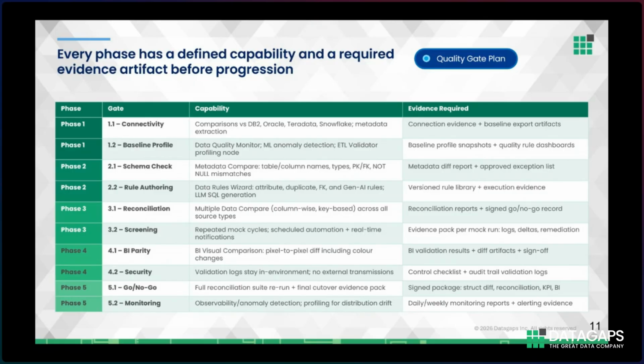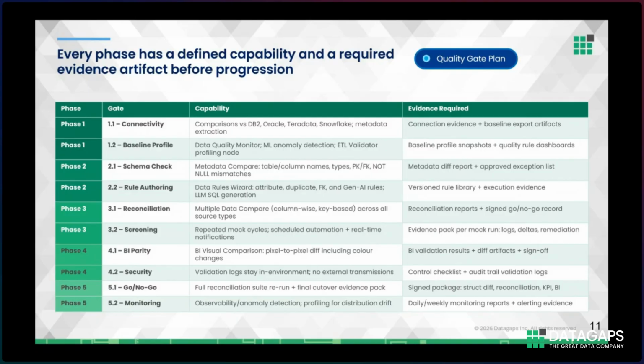So phase one establishes, as I said, your source baseline. The first gate proves you can connect and that your inventory is complete. The second gate captures the quality fingerprint of your data before anything moves, and this becomes your ground truth for all the subsequent reconciliation. The phase two gates address the mapping contract. The first gate uses metadata compare to surface any structural mismatches between the source and the target before the data flows. The second gate builds your rules library, the business logic that defines what correct means for your specific domain, including generative AI-assisted SQL rule authoring.